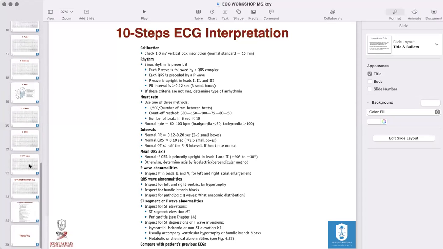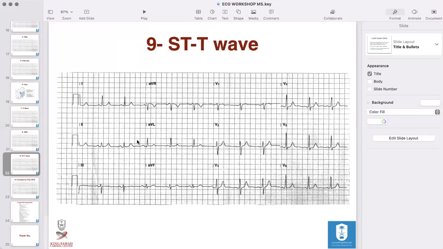But what I want you to remember is to have a habit, as your 9th step, to really comment about the ST segment, whether it goes up or down, and look at the T wave morphology, whether it's peaked or inverted, or sometimes biphasic. All that, there's a differential for each pathology. Okay.